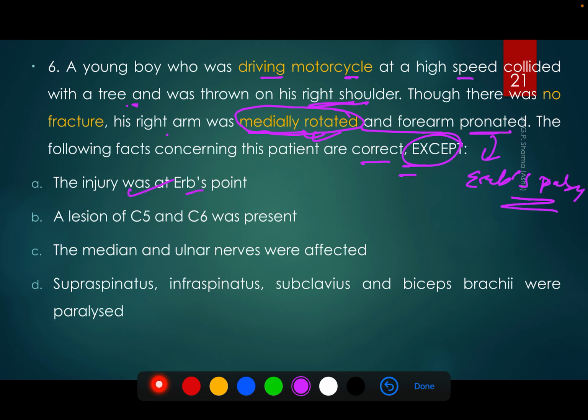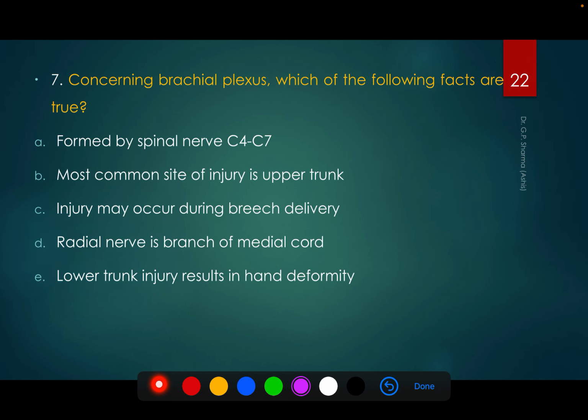That is true, right? A lesion of C5 and C6 was present. That's true. Median and ulnar nerves were affected. That is false. So that should be the answer, because it is involving C5 and C6, right? C5 and C6 doesn't mean median and ulnar nerve, right? Supraspinatus, infraspinatus, subclavius, and biceps brachii are involved. That's true. Question number 7.